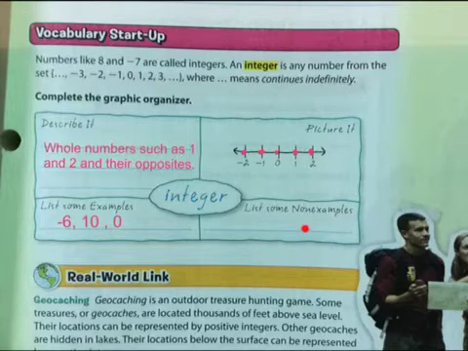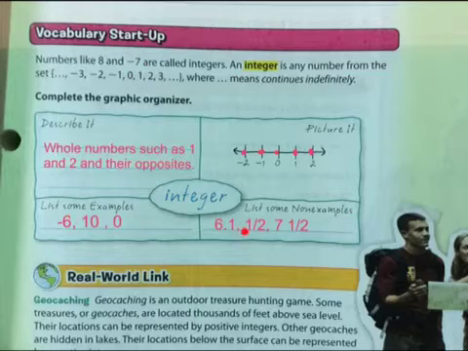List some non-examples. So it's not good enough to know what is an integer, we need to know what is not an integer. Integers are not decimals or fractions. A half is not an integer, or mixed numbers, 7.5. These are not integers. They must be whole numbers.